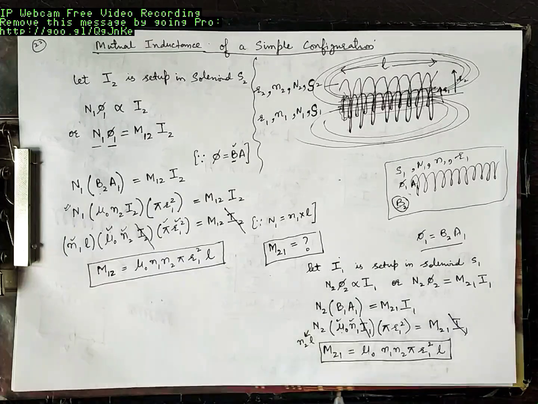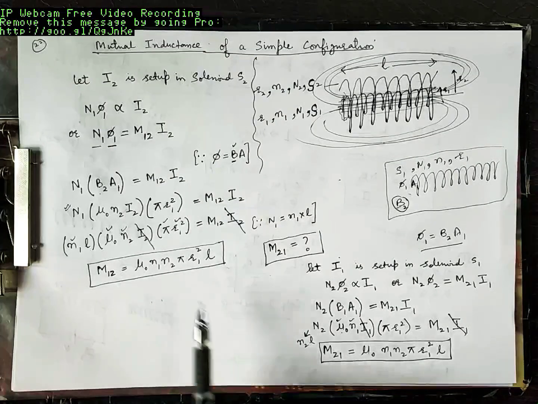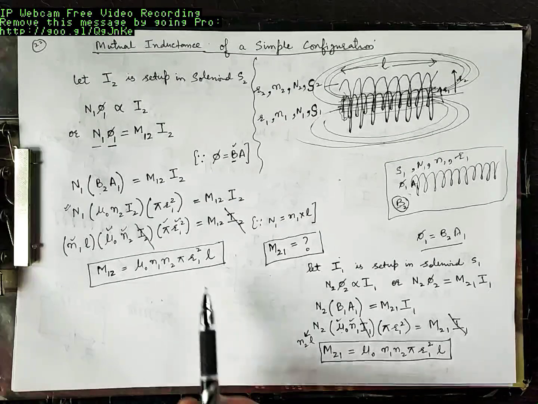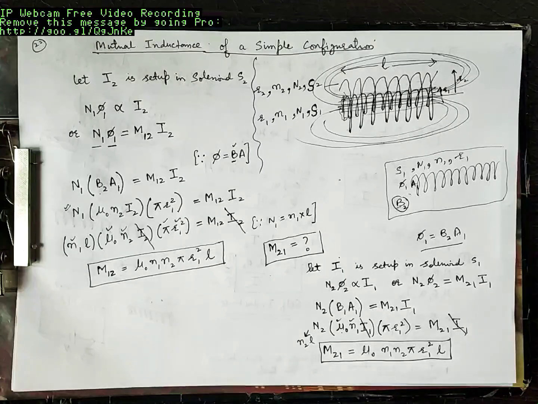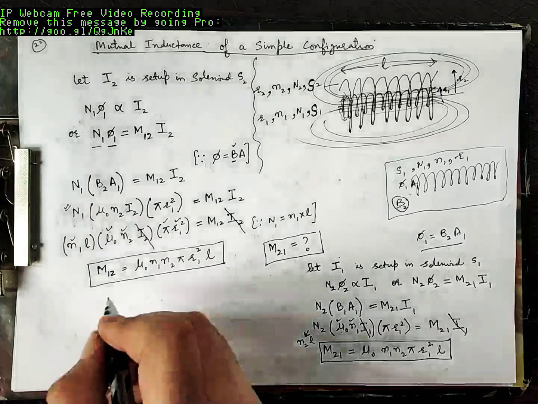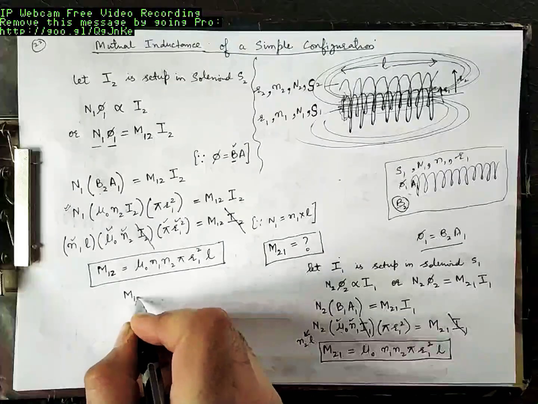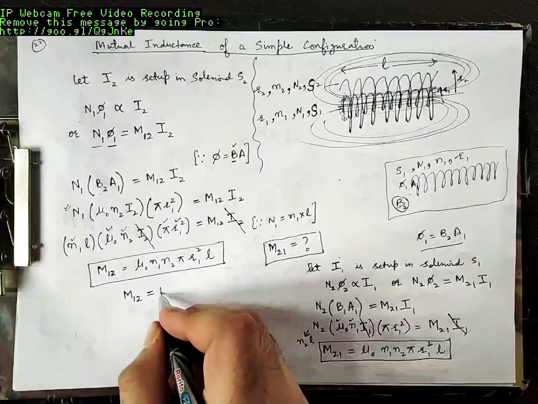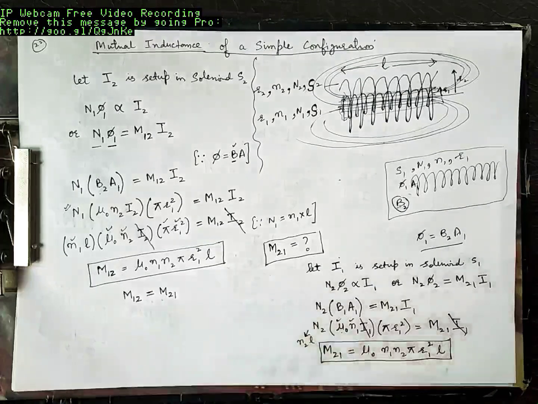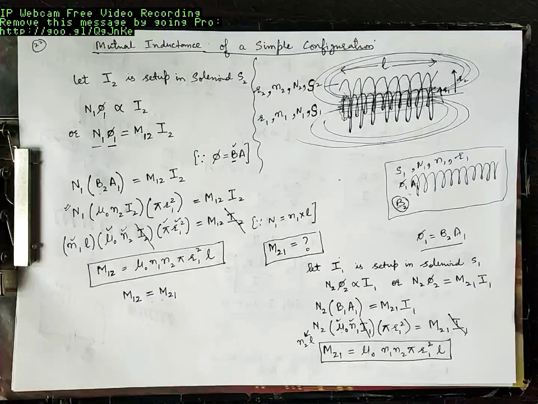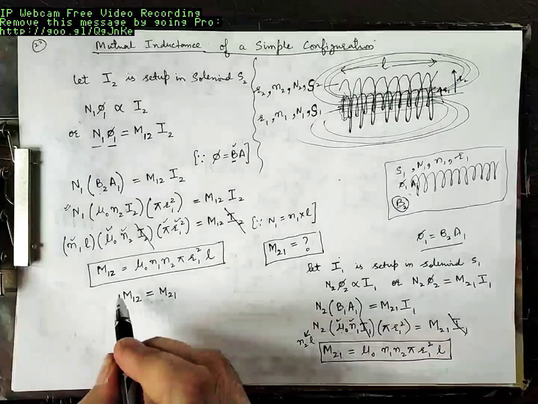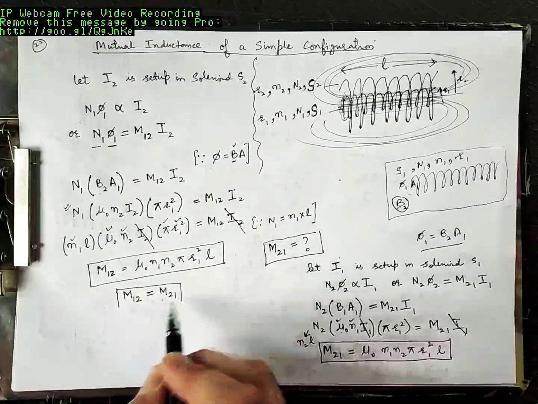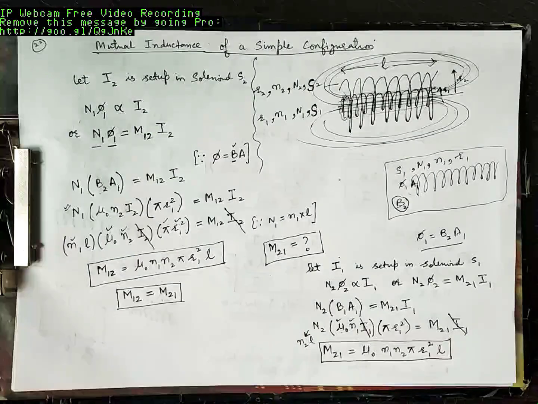Let's have a look between the two. Here M12 is mu naught, N1, N2, pi, R1 square, L. Thus we concluded that mutual inductance of coil 1 with respect to 2 is equivalent to mutual inductance of coil 2 with respect to coil 1. Mutual inductance of 1 with respect to 2 is equivalent to mutual inductance of 2 with respect to 1.